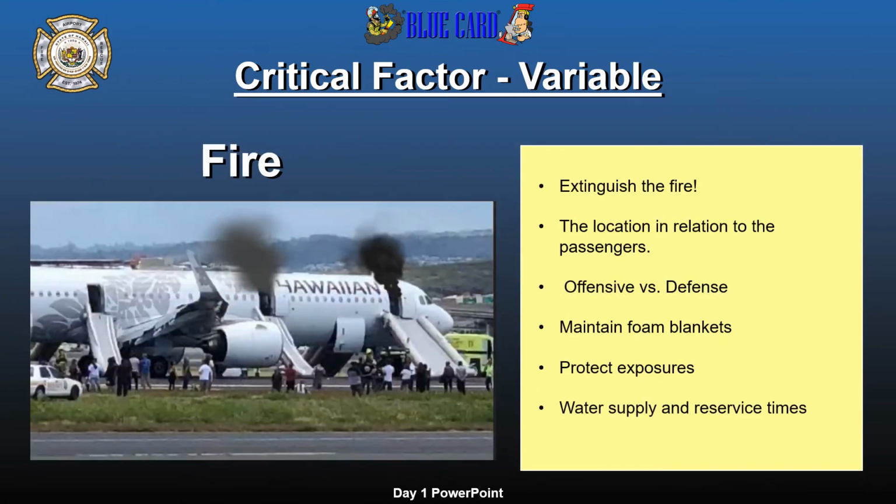Fire. Fire is one of the most important critical factors behind life safety, but we cannot address life safety without addressing the fire first. Once we get fire control here, the problem gets better. So all efforts should be focused here and getting primary searches and all clears in this fuselage here. Then we can turn our attention to triage, treatment, and transport of these passengers here that already escaped. Other things we need to look at is maintaining foam blankets, protecting exposures, and conserving agent.